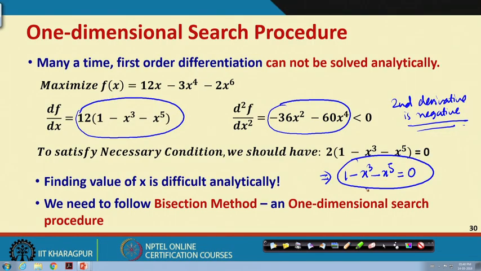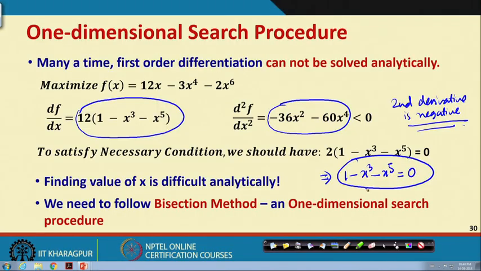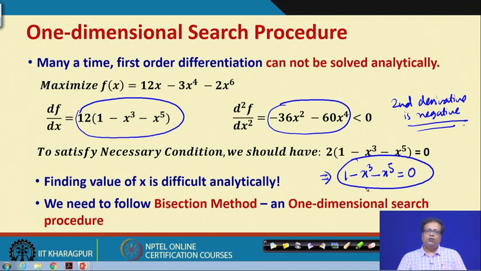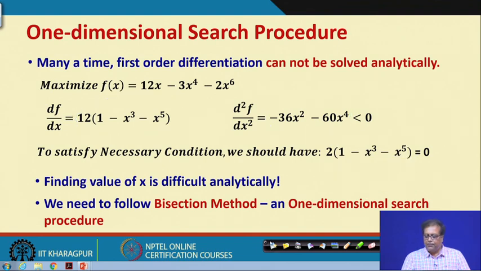We should really find a method where such problems can be solved all the time, not for a given problem. So, one can see that finding the value of x is very difficult here in an analytical manner. So, therefore, there are certain procedures which can be called one dimensional search procedures. Several methods are there. We discuss one method, that is the bisection method. So, how do we find out the solution for such problems in a simple manner by an iterative procedure?